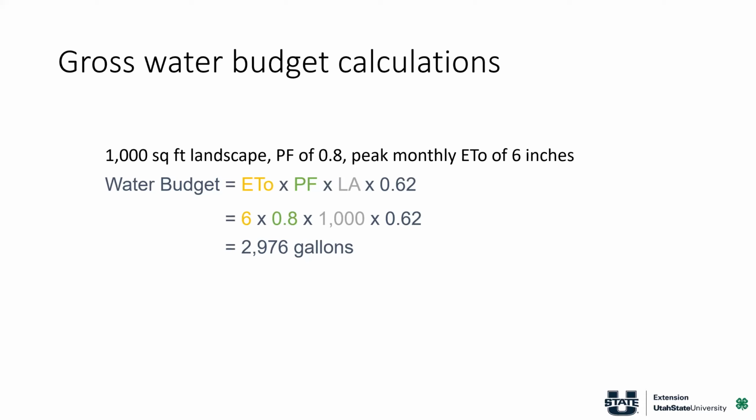Now, will you also tell me at what length of time or period of time we need to apply that 2,976 gallons of water? Monthly. Good. Yes, it's monthly. You are smart. Because the peak monthly ET is given in month, we calculated the gallons in month. If it was in a week, we would have gotten the answer in week. If it was in day, the answer would be in day.